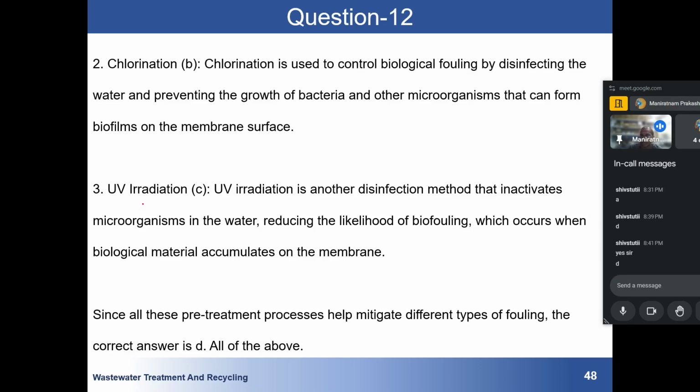Then UV irradiation is another disinfectant method that inactivates the microorganisms in water, reducing the likelihood of biofouling, which can occur when biological material accumulates on the membrane. So yes, the correct answer is D.